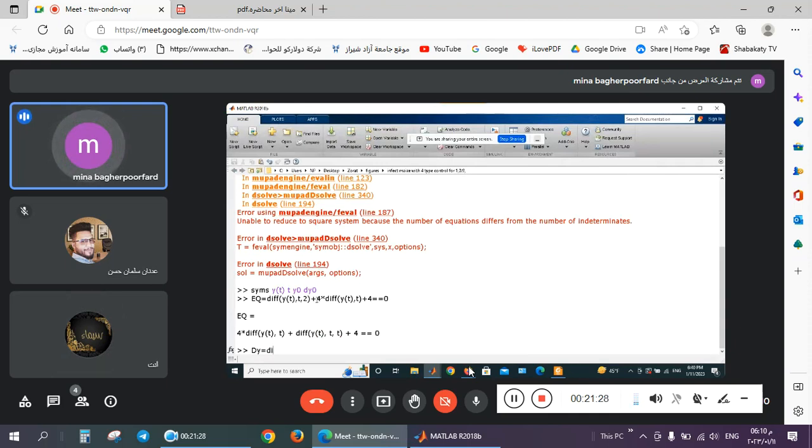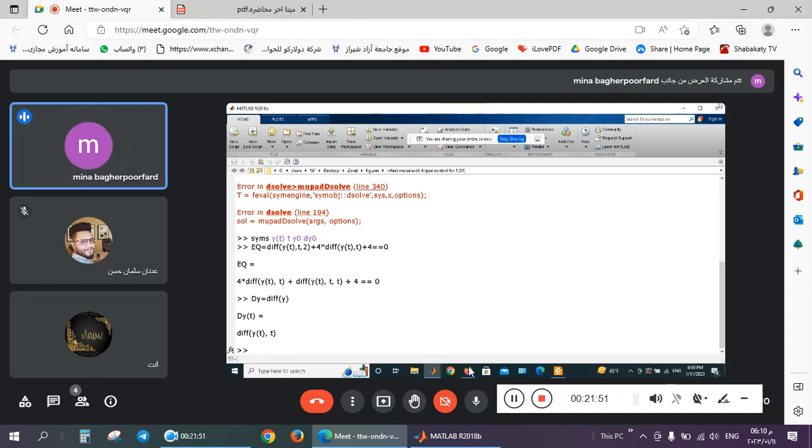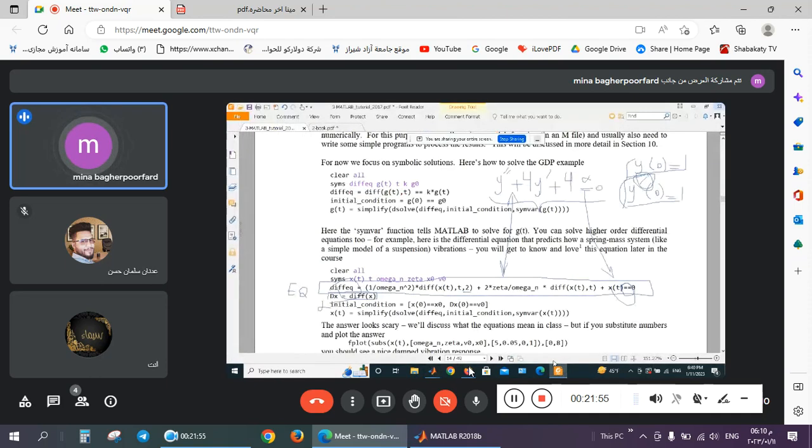In our example, because the name of our function is y, I define dy as diff of y with respect to t. Pay attention, everybody. I'm writing this line: dx is diff of x, I write dy is diff of y with respect to t. Okay, so I'm going to solve. First, I copy dsolve.